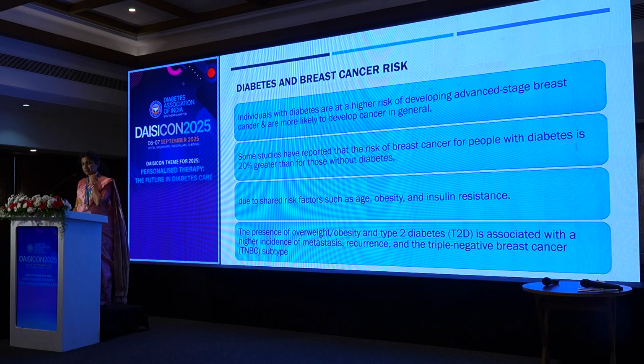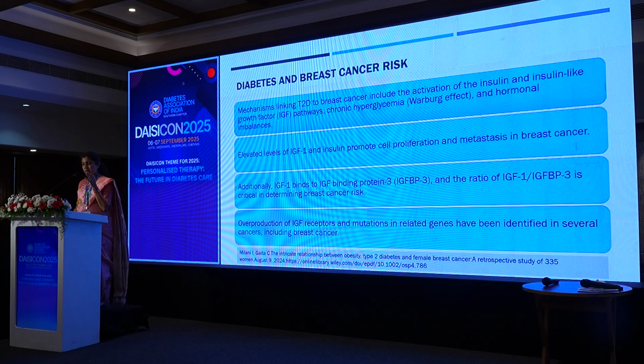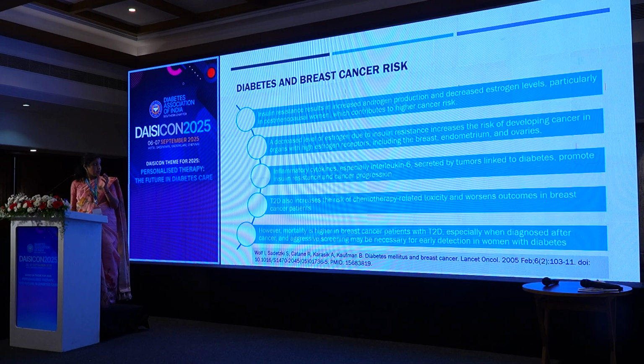As we all know, diabetes also causes increased risk for malignancies, especially breast cancer. Why? Because there is an increase in IGF-1 factors; the ratio of IGF-1 to IGF-BP3 is critical in determining the breast cancer risk. I'll take 1 more minute, sir. Again, inflammatory cytokines, especially interleukin-6 secreted by tumors linked to diabetes, promote insulin resistance and cancer progression. Type 2 diabetes also increases the risk of chemotherapy-related toxicity and worsens outcomes in breast cancer patients.